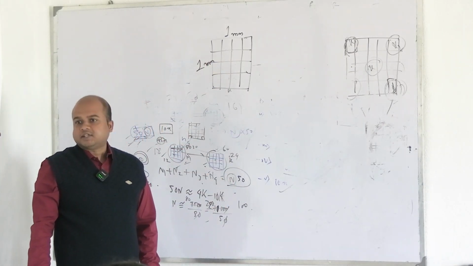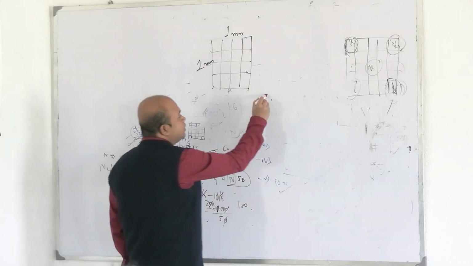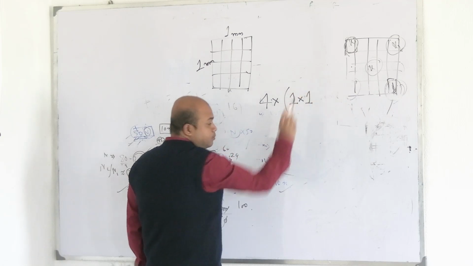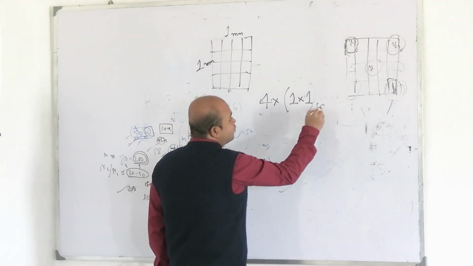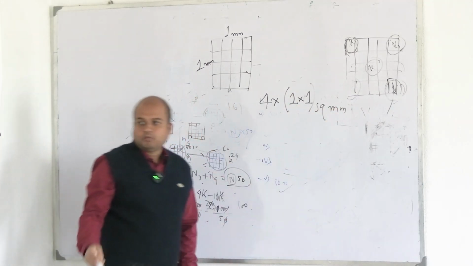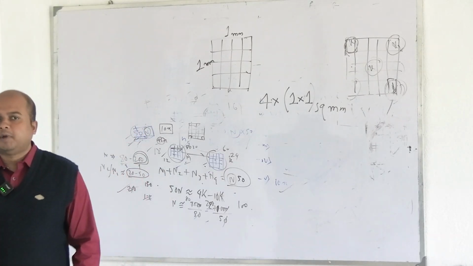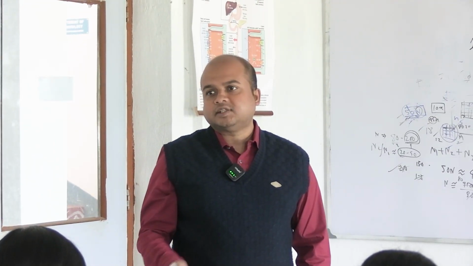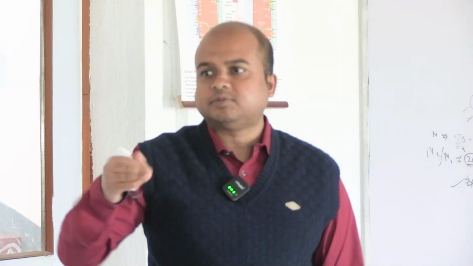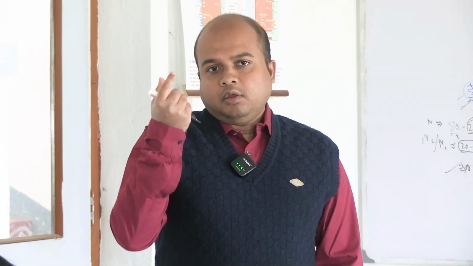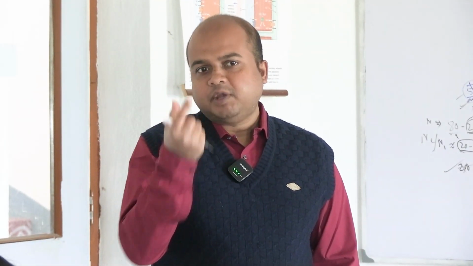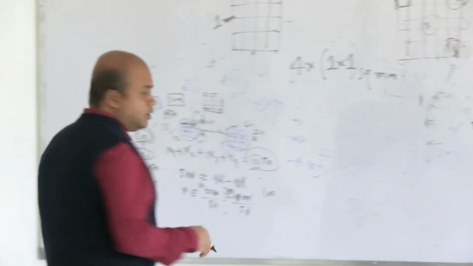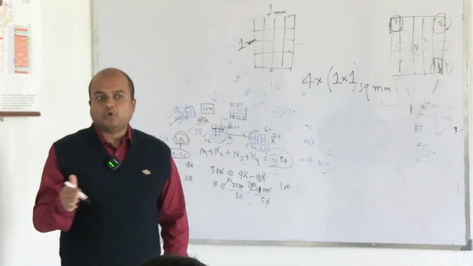So when 4 such squares are counted, the area is 4 into 1 square millimeter. If we talk of the volume, in the books it is written volume of squares. I will ask you to write volume of blood overlying the squares, because squares are lying on a 2-dimensional surface. The depth is, after the cover slip has been put, the gap between the cover slip and the counting grid. So very strictly speaking, it should not be called volume of the squares.